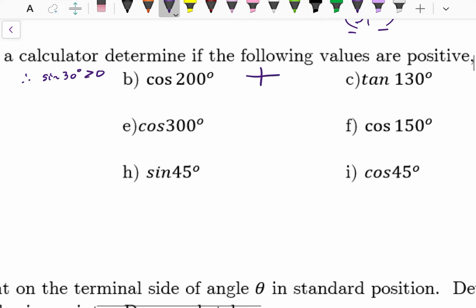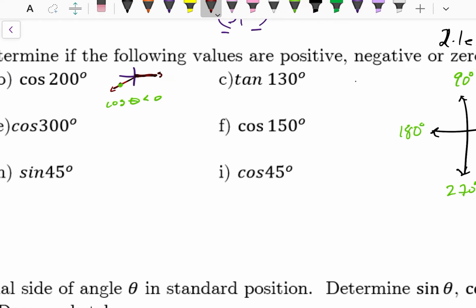Move on. Cosine of 200 degrees. Well, it's really important to identify where 200 degrees is. 200 degrees is in quadrant number 3. So I'm just going to put a little green dot, I like green, right there. That is an arbitrary point in quadrant number 3. And we know that all the x values in quadrant number 3 are negative. So therefore, cosine theta also has to be negative.